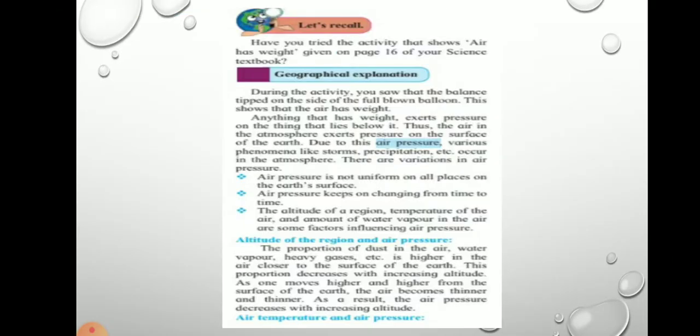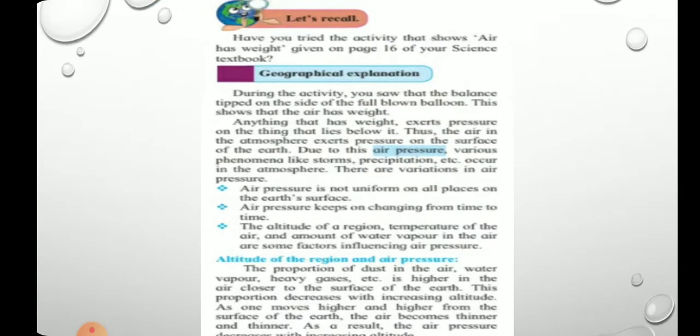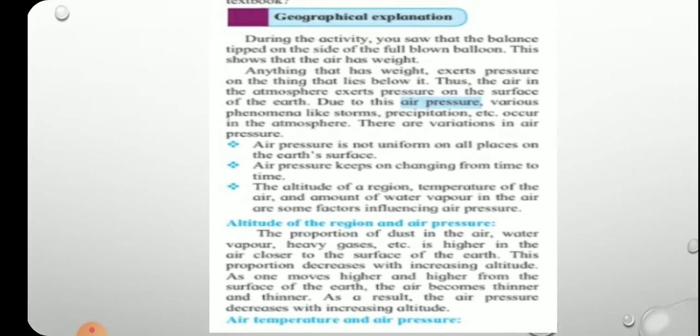Okay, let's recall. Have you tried the activity that shows air has weight, given on page 16 of your science textbook? Geographical explanation. During the activity, you saw that the balance tipped on the side of the full ground below. This shows that the air has weight.